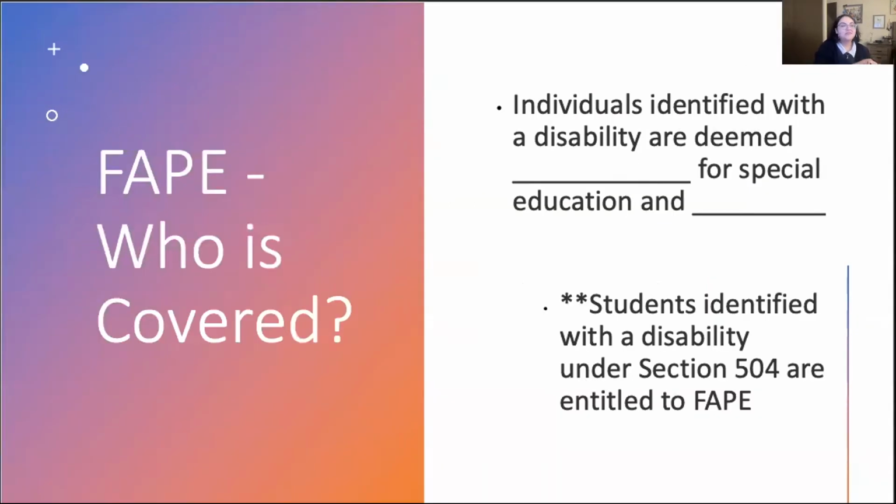Okay, FAPE, who is covered? Individuals identified with a disability are deemed eligible for special education and related services. It's kind of at its most base. Because we have an identified student with a disability, and because there's a law that tells us we have to do something about that, then that student is eligible for special education and all of those related services, however needed.